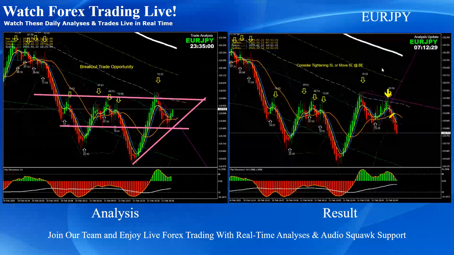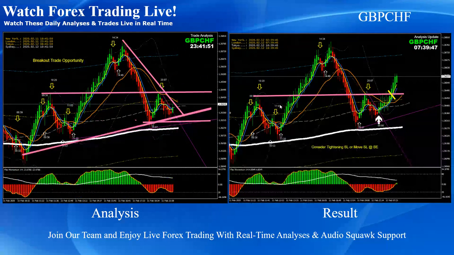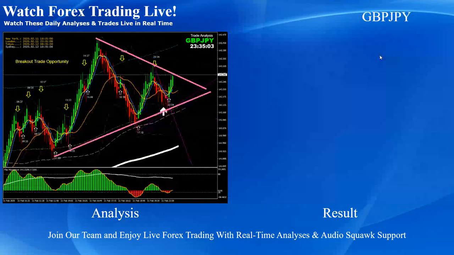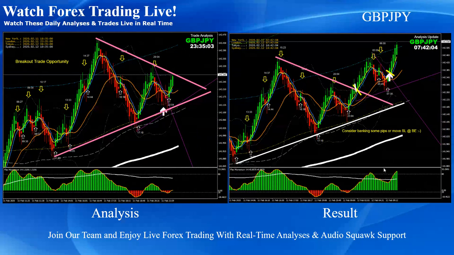And Euro Yen, pretty straightforward. Again, this was the breakout short trade. And Pound Swiss franc, again, this was the consolidation breakout long trade. Pound yen, pretty straightforward. As you can see, this was the triangle pattern breakout based on the momentum. We announced another pullback long trade, beautiful long trade on pound yen today.